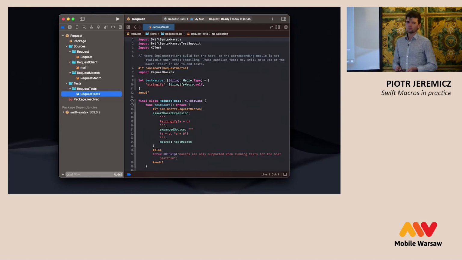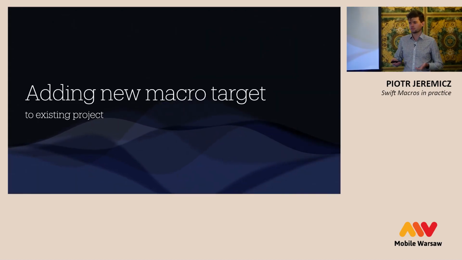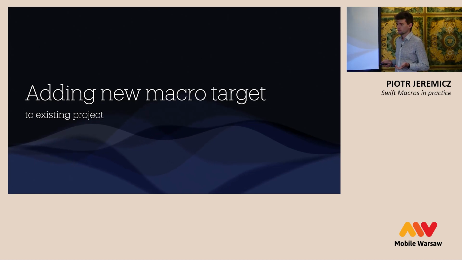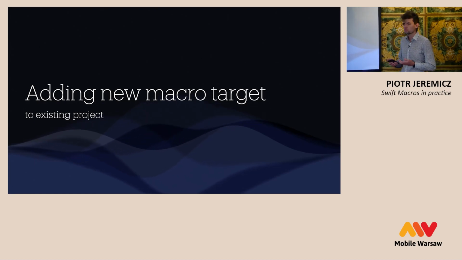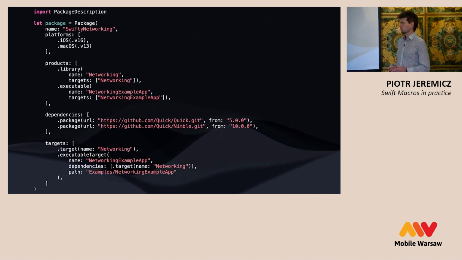So it was the sample that I took to see how I should bring it to my project, because I had some projects. Yes, I didn't work in a void. I have some project that I would like to use with the macro. So right now I will show you how to add a new macro to the target in an existing project.